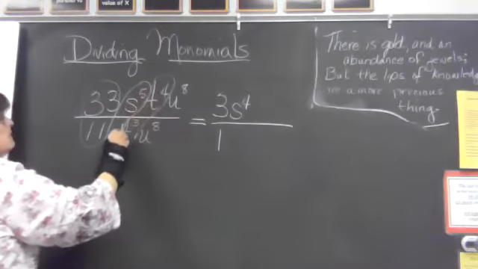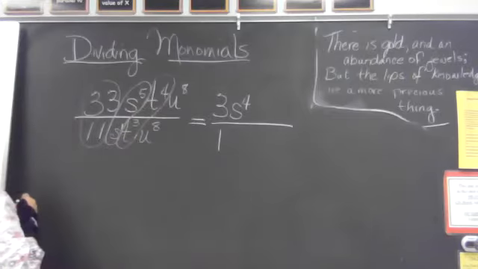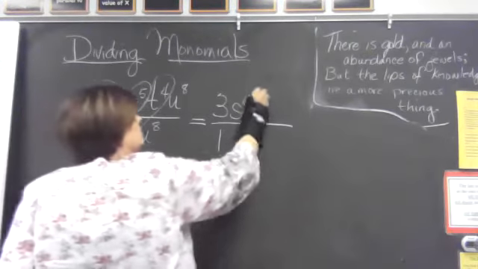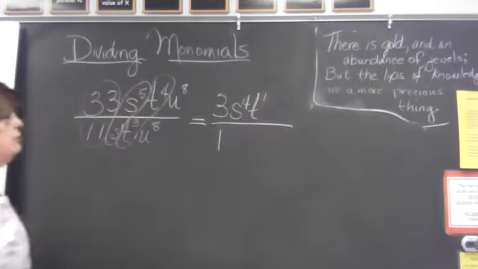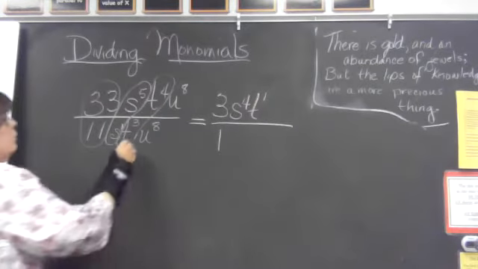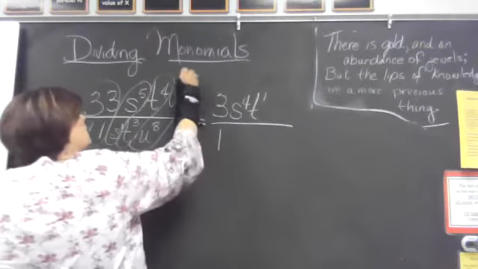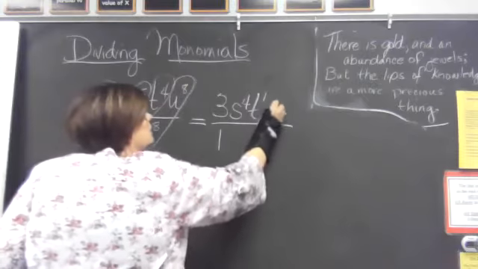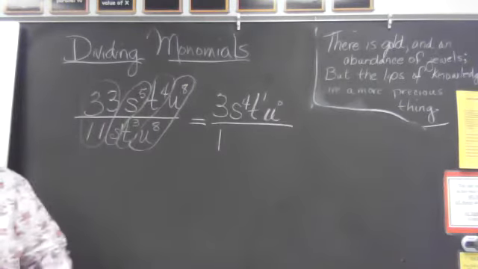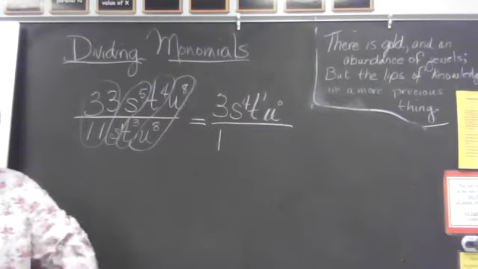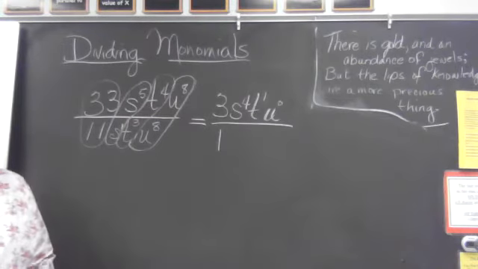Let's look at the t's. T's are same bases. And so I've got t to the what? T to the 1st. Or you don't have to put it up there. And then one more. It'll be u to the 0, which means anything to the 0 power is strictly 1, not 1u.